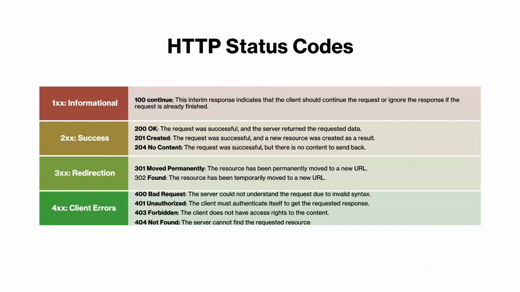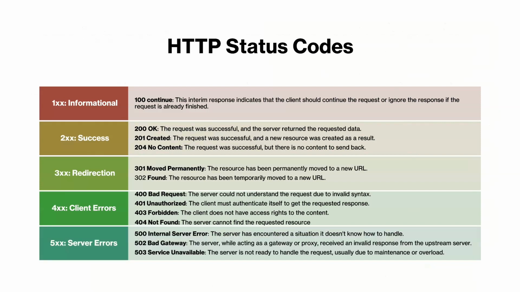5xx: Server error. These codes signify that the server failed to fulfill a valid request. For example, 500 Internal Server Error means the server encountered an unexpected condition that prevented it from fulfilling the request, and 503 Service Unavailable means the server is currently unable to handle the request due to temporary overload or maintenance. These codes help in diagnosing issues on the server side.